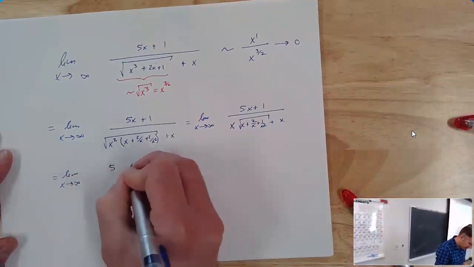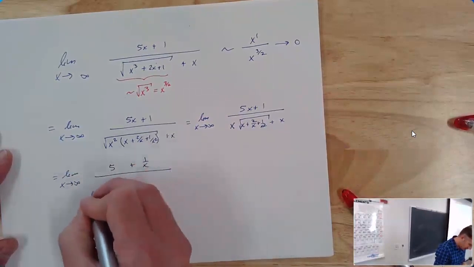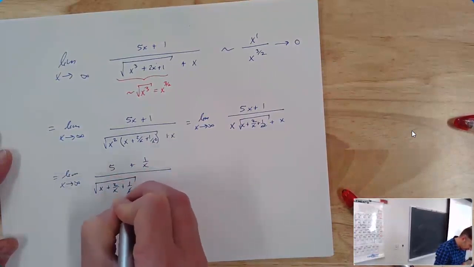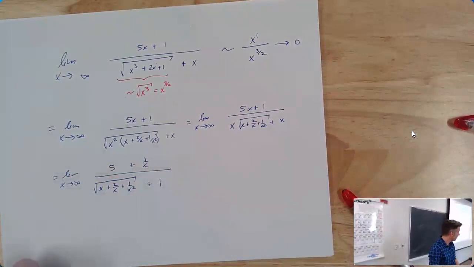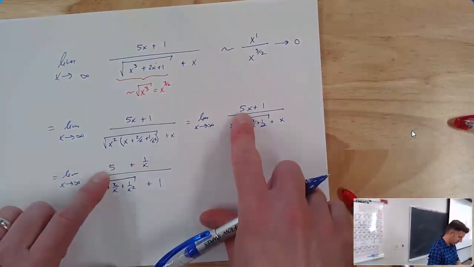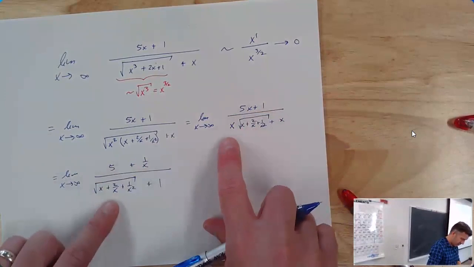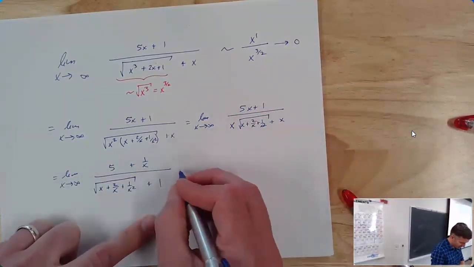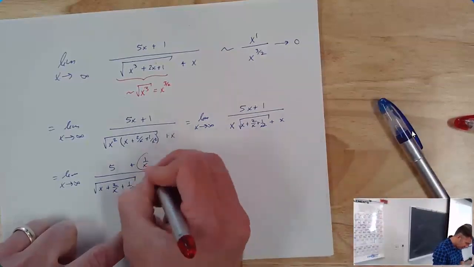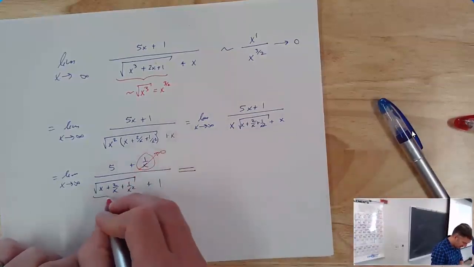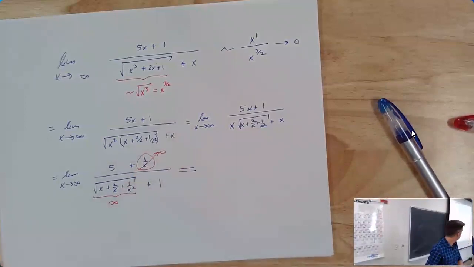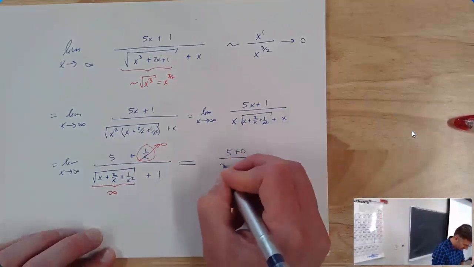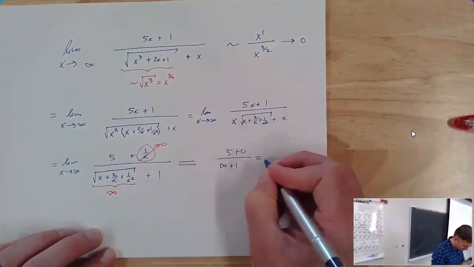So I've got (5 plus 1 over x) over (the square root of x plus 2 over x plus 1 over x squared, plus 1). Right, I divided the top by x: 5x divided by x is 5, 1 over x is 1 over x. The thing in the denominator divided by x is that, and x divided by x is 1. And then if I let x go to infinity, that's going to go to 0. That's going to go to infinity. So I end up with 5 plus 0 over infinity plus 1, which is 0.